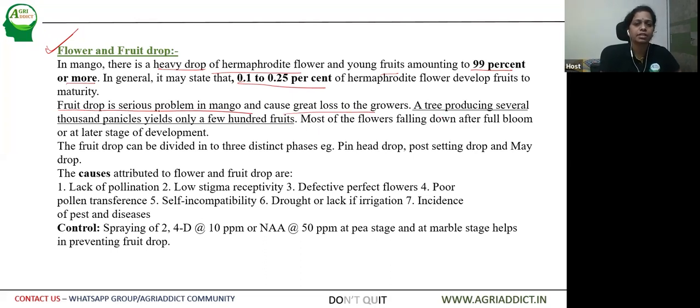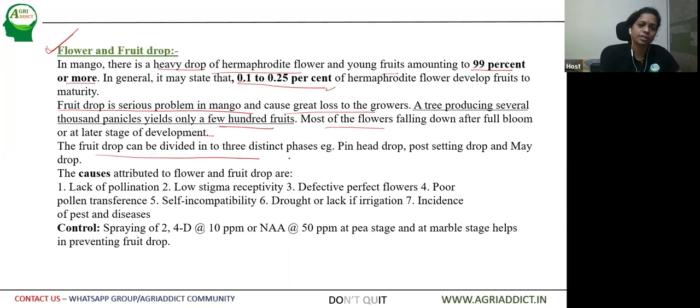A tree producing several thousand panicles yields only a few hundred fruits, as I've told you. So the percentage development of fruit is very low. If a panicle has around 5,000 to 10,000 flowers, you can expect only a few hundred fruits from it. Most of the flowers fall down after full bloom or at later stages of development.